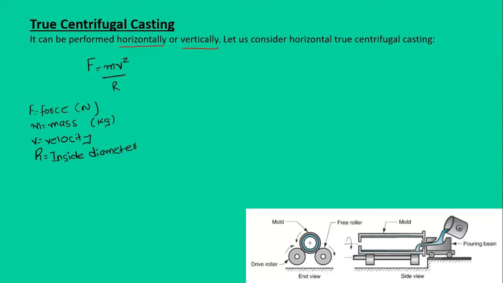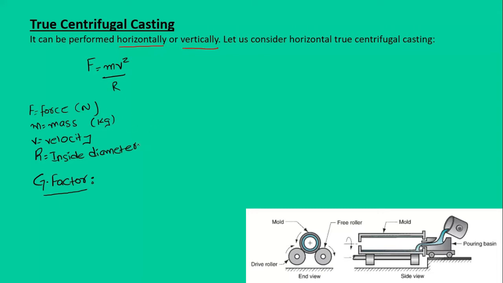So there is a factor called the G factor, that is used to determine how fast a mold should be rotated, so that we can perform the centrifugal casting without rain of the molten material. So what is the G factor?